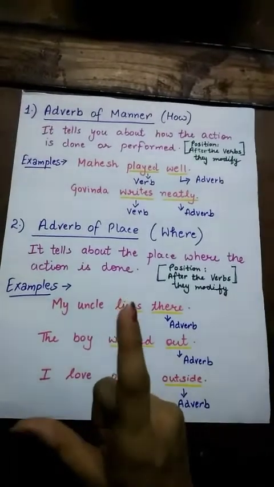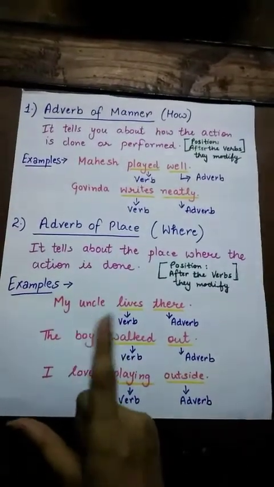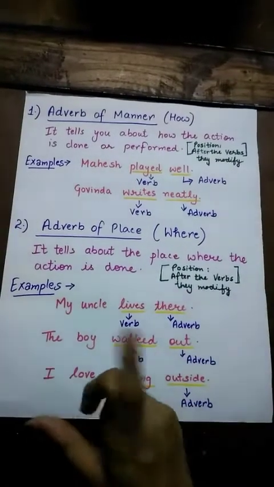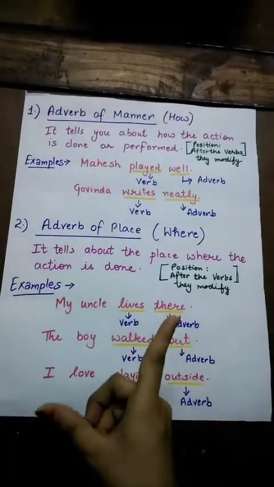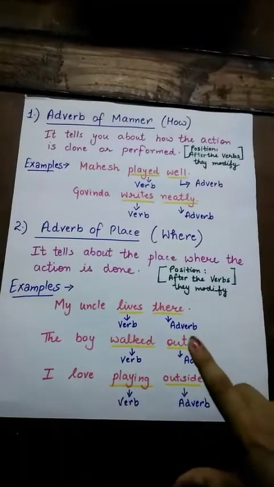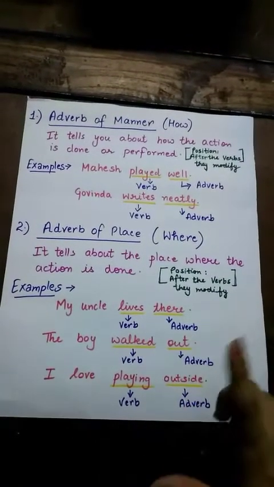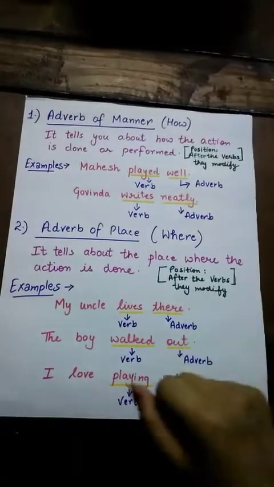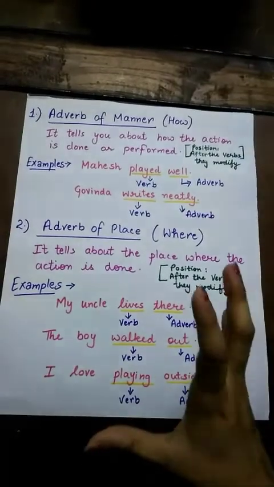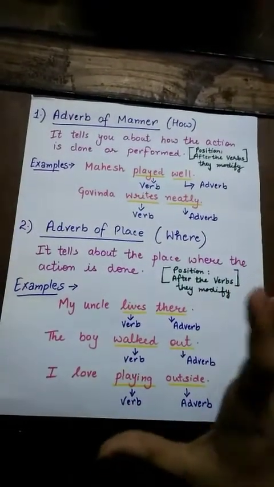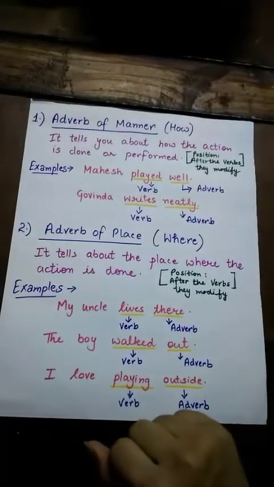Now read out the following examples. My uncle lives there. Now tell me, where does my uncle live? Yes, he lives there. So there is an adverb. Similarly, words like out, outside, inside, here, there, everywhere are also adverbs of place because they tell you about the place where the action is done.